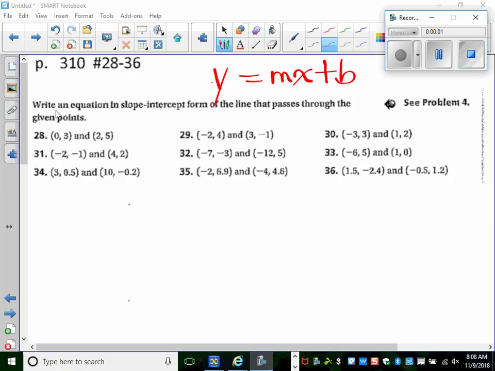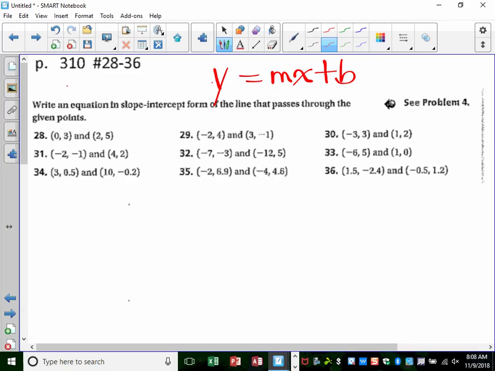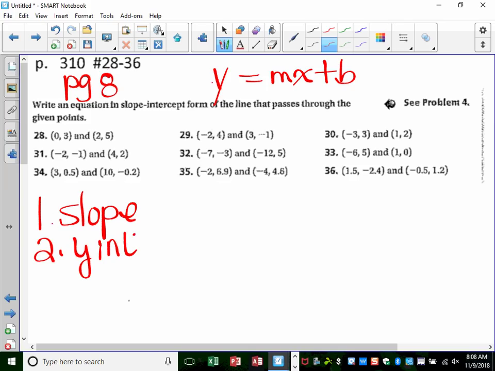If I have to write an equation, and again, this is page 8 in the packet. So if I have to write an equation in slope-intercept form, two things I have to know. One is the slope, and one is the y-intercept. You want to write that down. Those are the two things I must know. I must find the slope, and I must be able to determine the y-intercept.